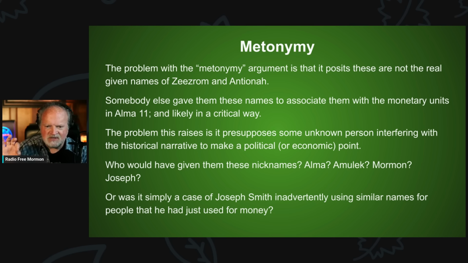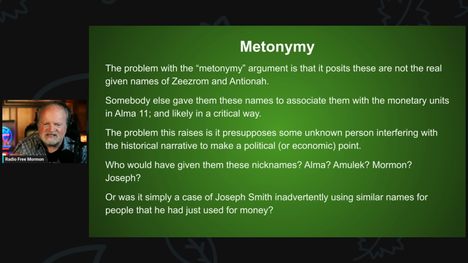Somebody had to come along and give them this sort of nickname, this fun, coincidental nickname, in order to make a literary point. Somebody else gave them these names to associate them with the monetary units in Alma 11, and likely in a critical way. The problem this raises is it presupposes some unknown person, not the parents, interfering with the historical narrative to make a political or economic point. I think that's pretty much indisputable if it is metonymic. Somebody else, other than the parents, is naming them this to make a point.